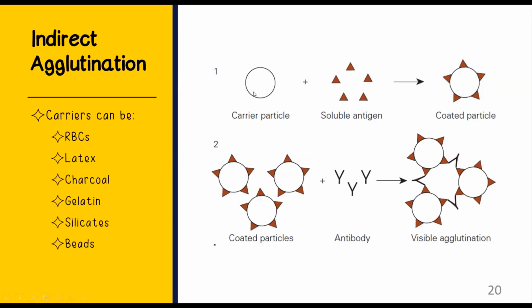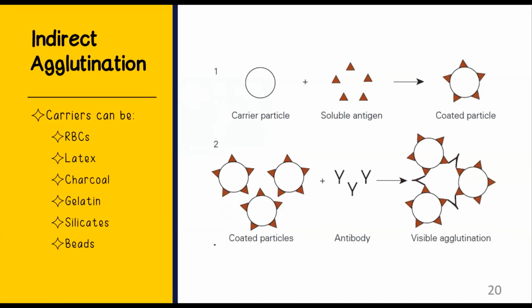So ganito yung nangyayari, the carrier particle, and you have the antigen of interest. The antigen of interest is allowed to coat the carrier particle. So with that, the carrier particle plus the antigen in the presence of the antibody will cause antigen-antibody binding. Cross-linking will cause or is visibly seen as a visible agglutination. Aside from RBCs, we can also use latex, charcoal, gelatin, silicates, and beads as the carriers.